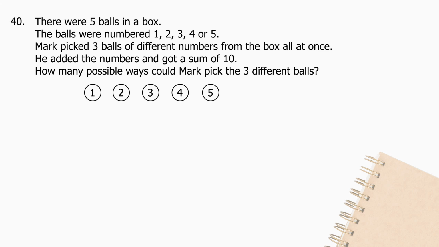Question 40. There were 5 balls in a box. The balls were numbered 1, 2, 3, 4, or 5. Mark picked 3 balls of different numbers from the box all at once. He added the numbers and got a sum of 10. How many possible ways could Mark pick the 3 different balls?